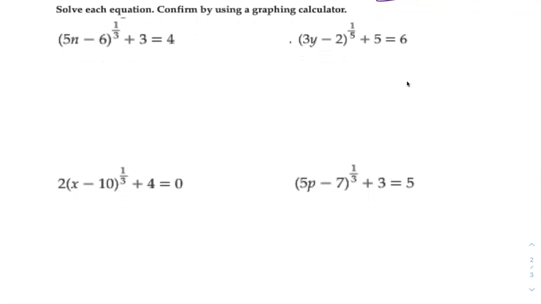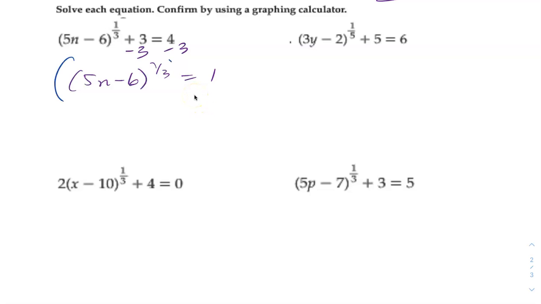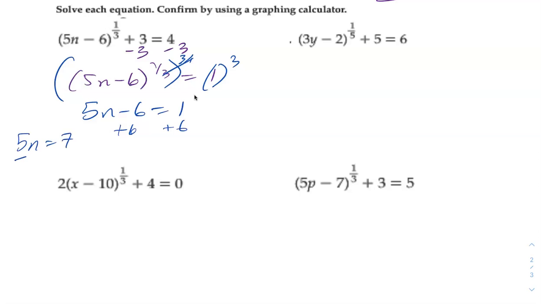So last one, let's solve some more. First one, I know it's not radical, it's the same idea. Just get this by itself, so subtract 3. So 5n minus 6 to the 1/3 equals 1. Then now we're going to square both sides. Actually, sorry, not square both sides. It's the 1/3 power, so we've got to do the opposite of that. So 3/1 and cube both sides. So 5n minus 6 equals 1. Add 6. 5n equals 7. Divide by 5. n equals 7/5.